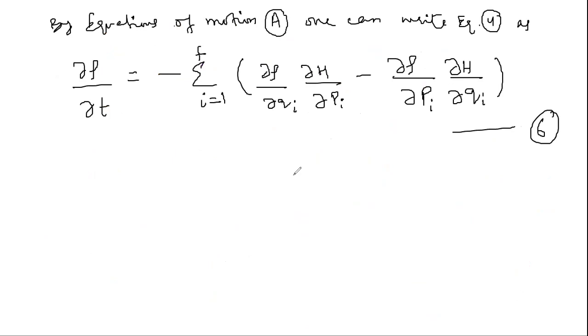Now we define a thing. There is a definition here which we use to understand why I have written equation 4 in this form. I will use another color, let me use green. We define an object in classical mechanics called a Poisson bracket. Let me first clear that, then you will understand equation 6. Poisson bracket definition.